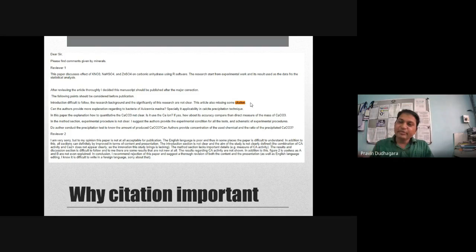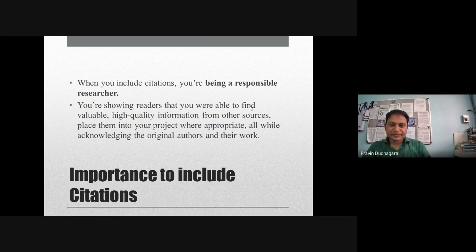Even when you publish any particular paper review or any particular resources review, you need proper citation. Without citation, such comments will definitely be in your email box. Clear? So citation is very important. When you include citations, you are being a responsible researcher. A reviewer or professor generally judges your tendency and your scientific behavior based on citation. You are showing the readers that you were able to find valuable, high quality information from other sources and place it in your project where appropriate, all while acknowledging the original authors and their work.